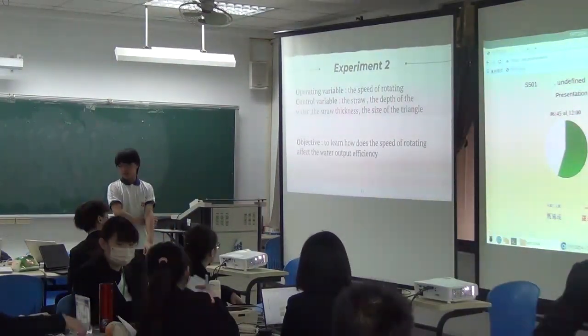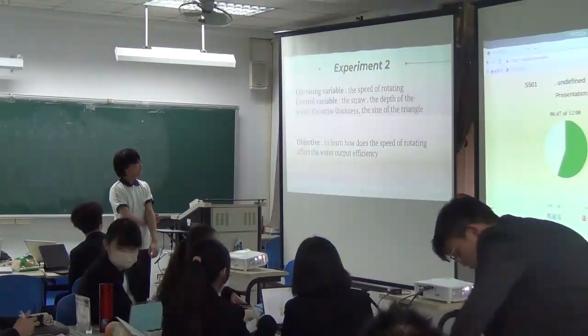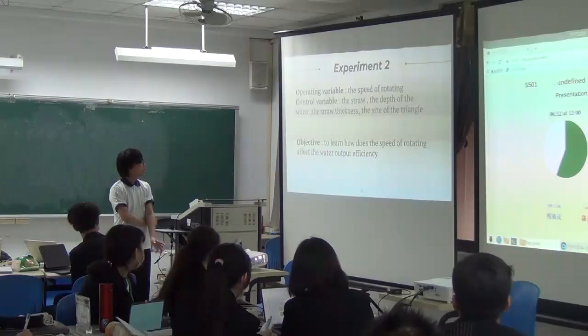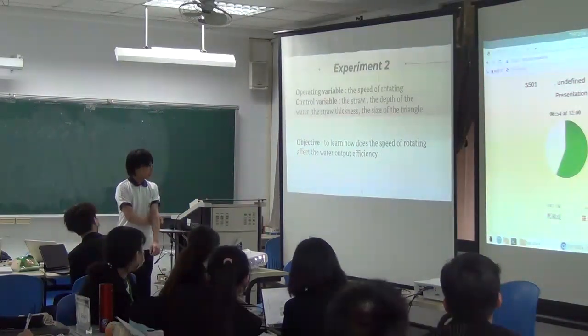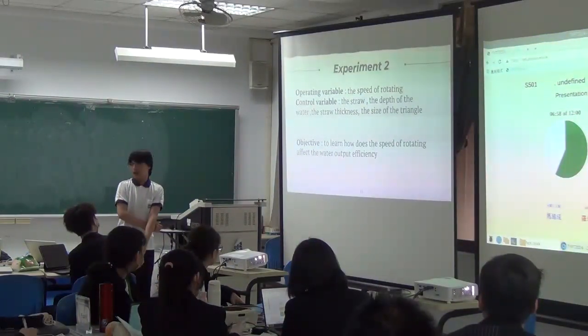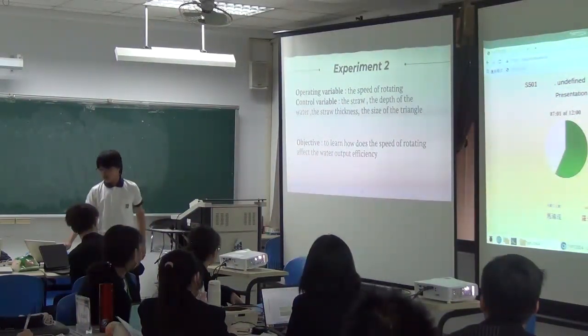And experiment 2. The operation variable is the speed of the rotation. Our control variables will be the same as experiment 1. Our objective is to learn how the speed of rotation affects the furthest distance the water has gone.